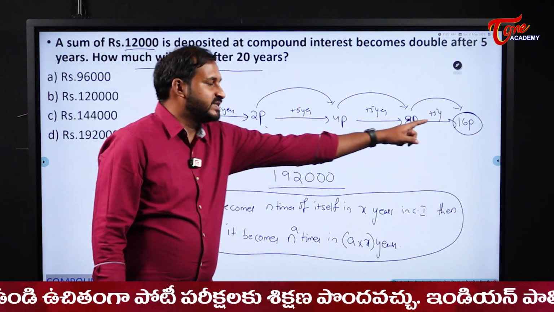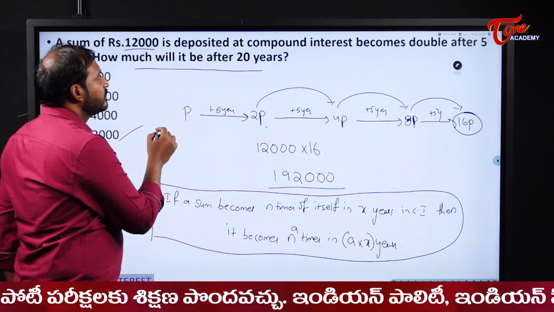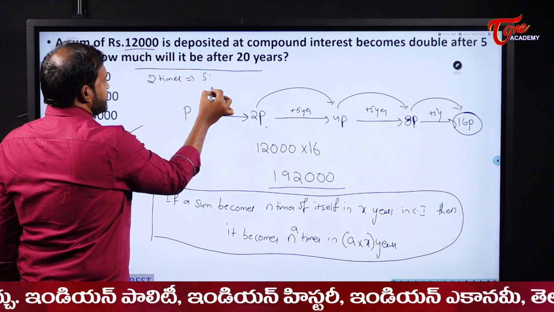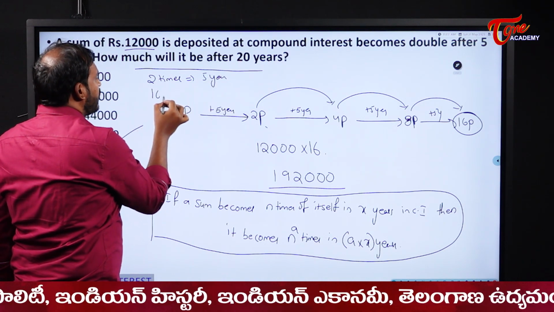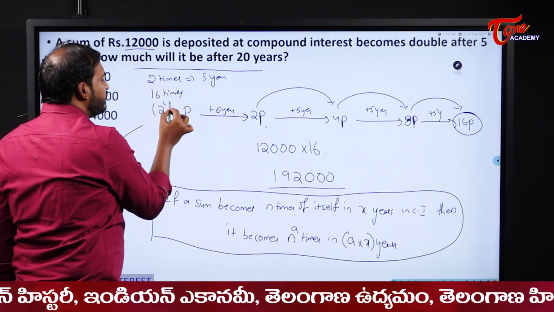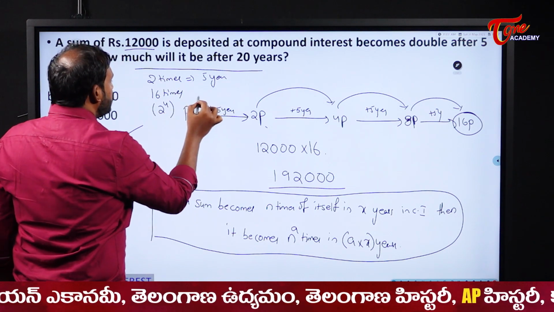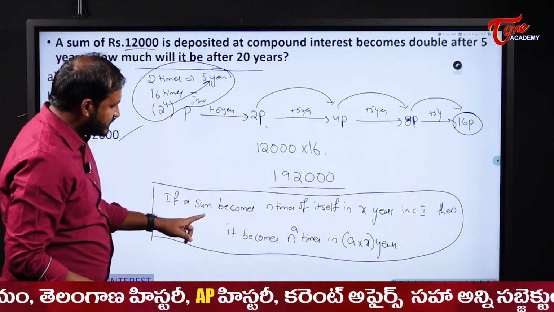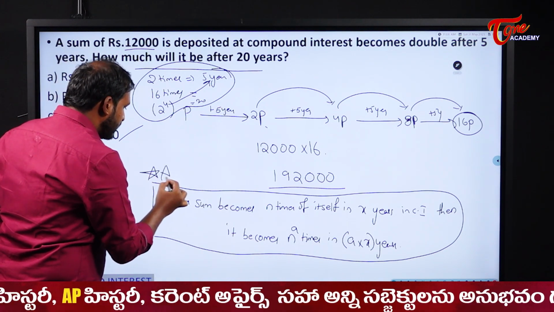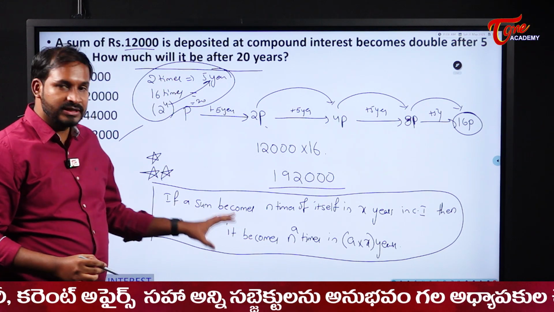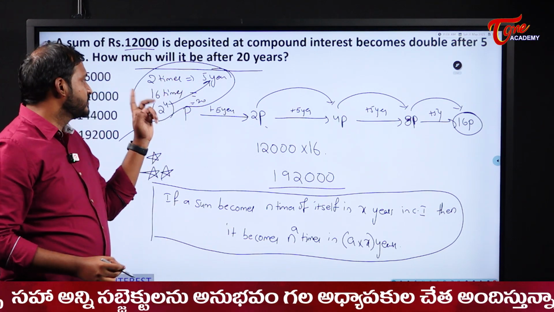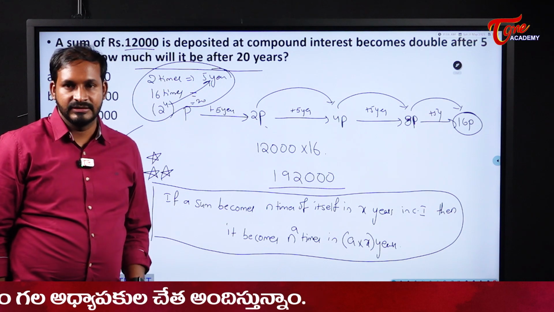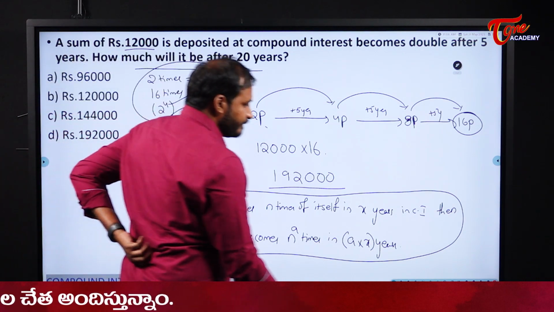Now it is becoming 16 times, right? 16 times means what? It is becoming double, 2 times, in what time? 2 times in 5 years. Right? 16 times means you can write it as 2 to the power of 4. So 4 into this 5, that is 20 years. From this observation only, this formula was derived. 2 times in 5 years. So 16 times, how many years will it take? Directly you can write 2 to the power of 4. Okay, right? Next one.